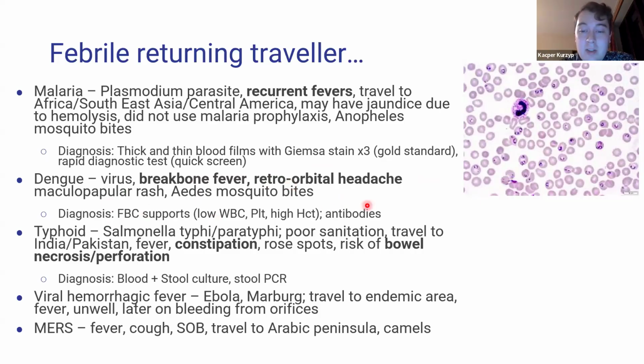And again, with diagnosis, it's antibodies for gold standard, but the full blood count supports you as they will have low white blood cells, low platelets, and high hematocrit. We've talked about typhoid, so I'm not going to repeat myself. And viral hemorrhagic fevers like Ebola or Marburg fever. You travel to an endemic area, they have fever, they are unwell, and later on they bleed from everywhere.